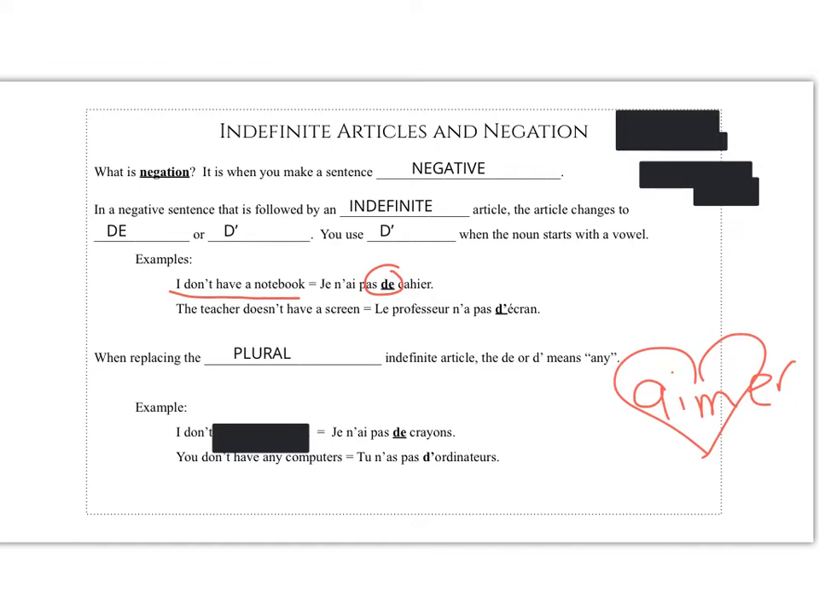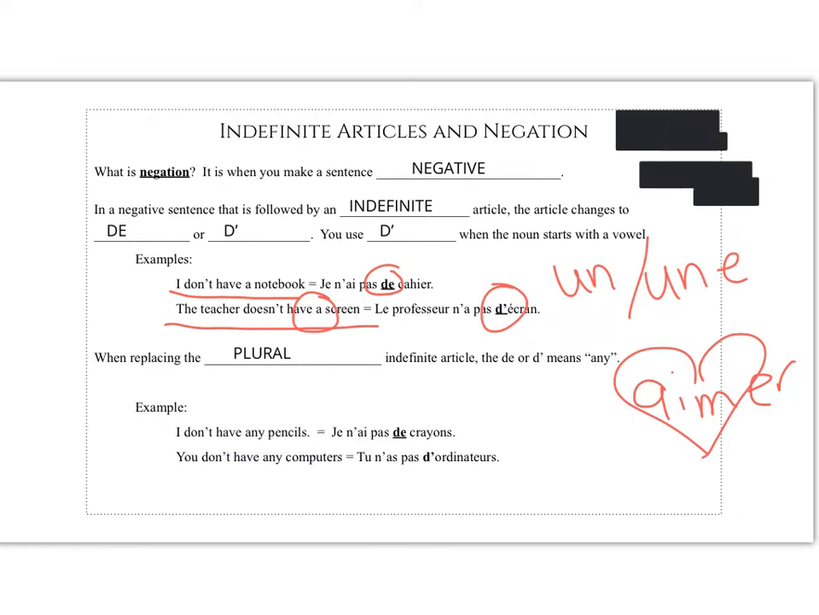So they use it even when it's singular. So in English, it sounds really weird to us. I don't have any notebook, but that's essentially what it is. So here it says the teacher doesn't have a screen. In English, we say a screen, but in French, they can't say a screen, because remember the word for a is either un or une, and those can't be in a negative sentence like this. So instead, they use the D apostrophe.